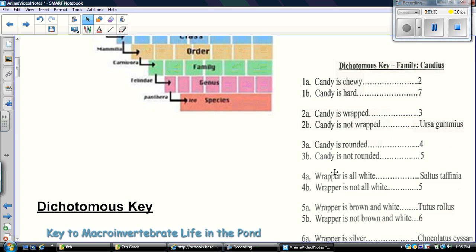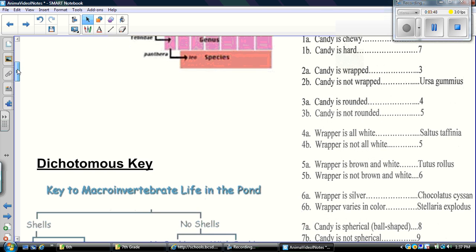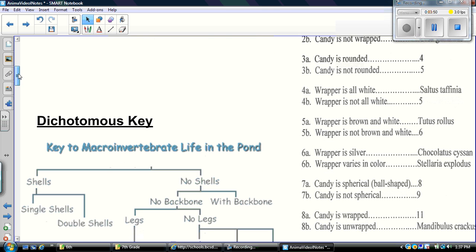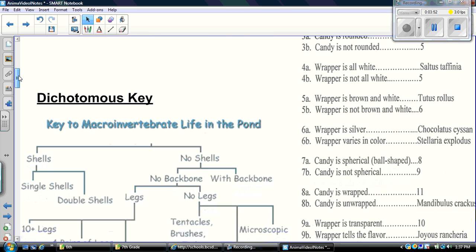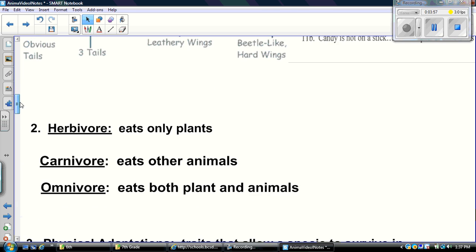So they came up with these characteristics to classify a grouping of candies, which included gummy worms, taffy, it's like roll-ups, or Tootsie Rolls, sorry, some chocolate, and I think that Star Burst, I don't know which one that one is. But that's an example of a dichotomous key to help classify living things.